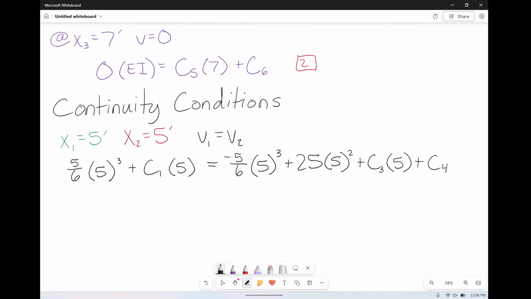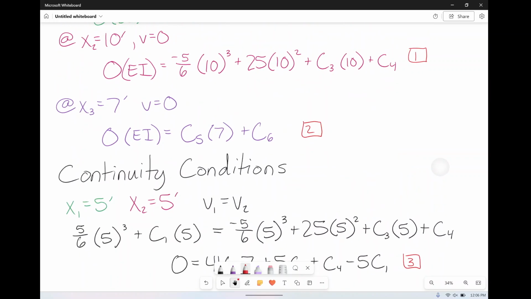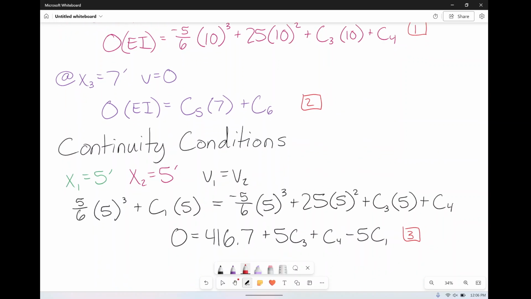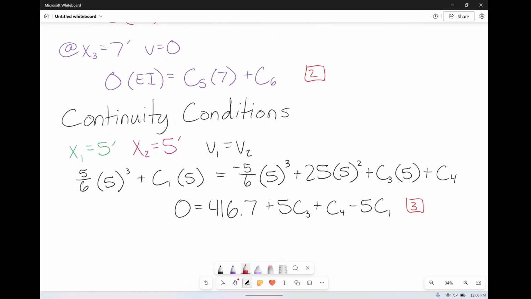If I simplify this down, I'm going to get 0 is equal to 416.7, it's 0.666 repeating, plus 5C3 plus C4 minus 5C1. I'm going to call this equation 3. Didn't really help much, right? So equation 1, I've got C3 and C4. Equation 2, I've got 5 and 6. And equation 3, I've got 3, 4, and 1. Okay, what else do I have going on?